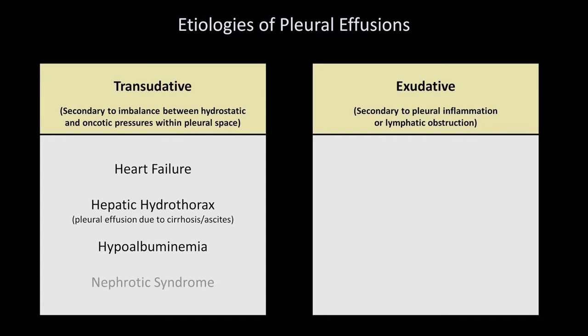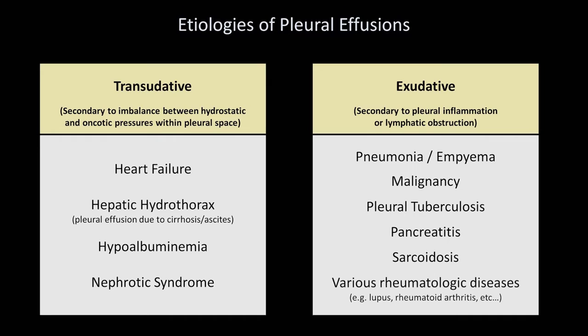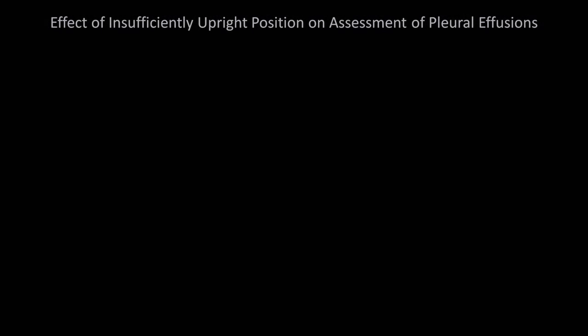hypoalbuminemia, and nephrotic syndrome. Exudative effusions can be caused by pneumonia or a primary infection of the pleural space called an empyema, malignancy, pleural tuberculosis, pancreatitis, sarcoidosis, and various rheumatologic diseases. There's one final thing to mention about pleural effusions, and that is how an insufficiently upright position can affect the assessment of the effusion size.